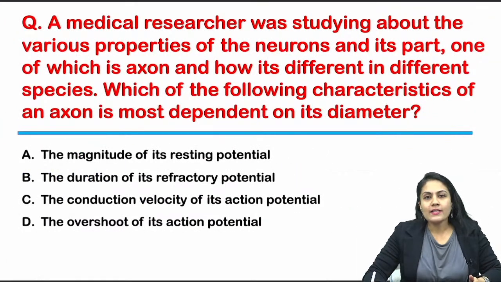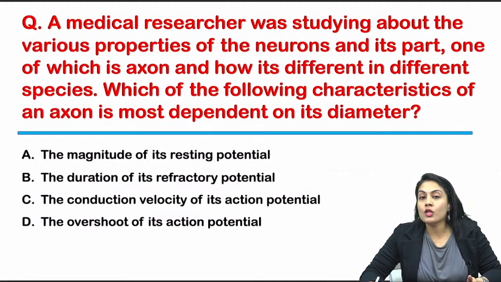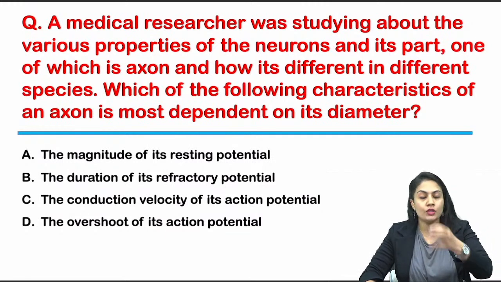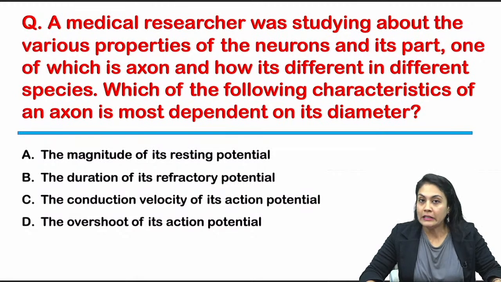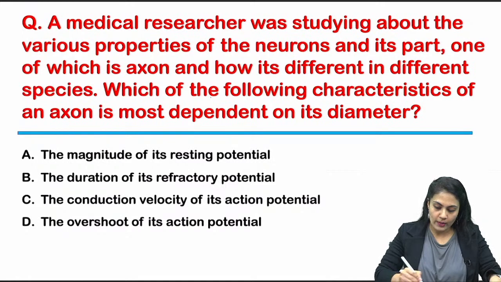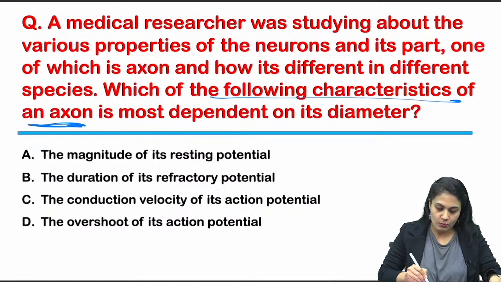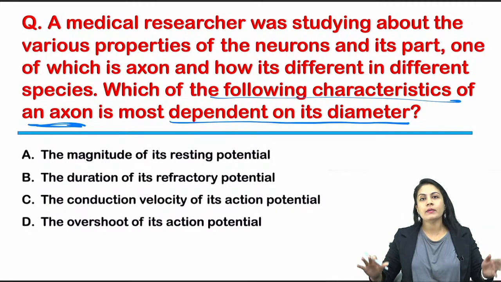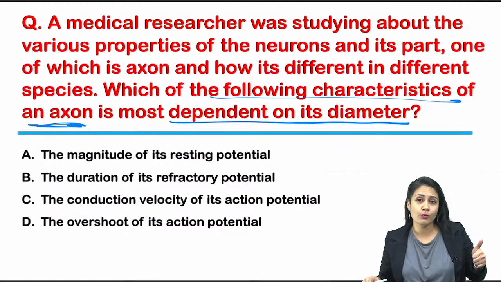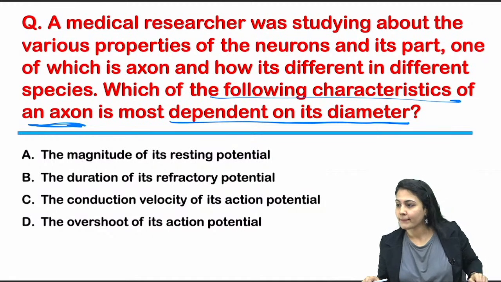Now, if I ask you from the last question why sodium does not have a role, it is because it is not permeable at rest unless the specific tissue has a leaky channel. Please mind that. Next, again a paragraph question. Which of the following characteristics of an axon is most dependent on its diameter? Remember, I don't know what happened to NBE, but they are making paragraph questions. First thing, don't get scared by the paragraph question. Second thing, please read the last line first.